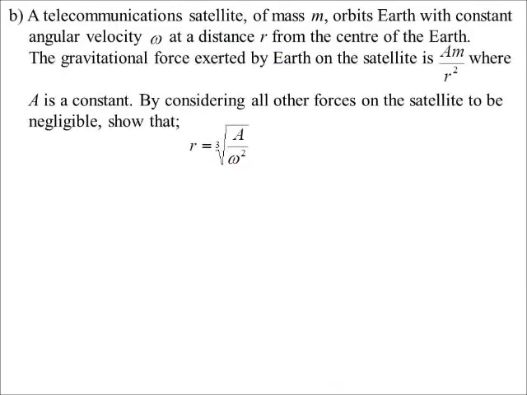All right then, let's have a look at this telecommunications satellite. It orbits Earth at constant angular velocity, and the gravitational force is am on r squared. By considering all other forces on the satellite to be negligible, we're going to prove that r is the cube root of a on omega squared.